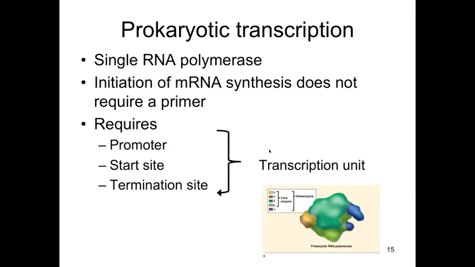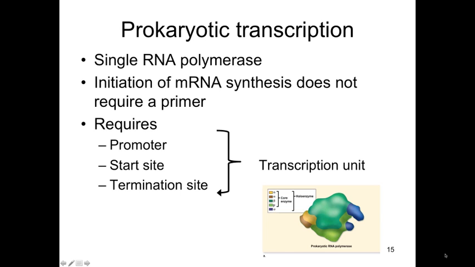Let's begin our exploration of gene expression by examining prokaryotic transcription. We'll continue by looking at eukaryotic transcription and some of the big differences. In prokaryotic transcription, we need a single RNA polymerase in order to copy the gene from the DNA and transcribe it into messenger RNA. The initiation of mRNA synthesis doesn't require any primers or any of the other additional enzymes that were involved in DNA replication.